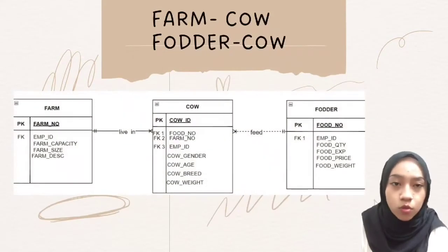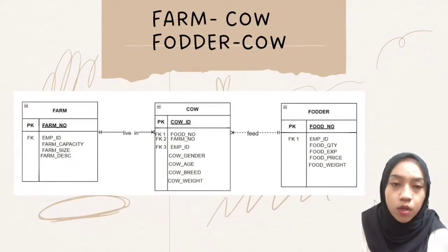Next is farm to cow and fooder to cow. Based on the business rule, each farm lives by one or many cow and each cow lives in one and only one farm. So it is a one to many relationship and it also has a foreign key in entity cow, which is farm number. So this shows it also has a weak relationship, not strong, and we use a dotted line.